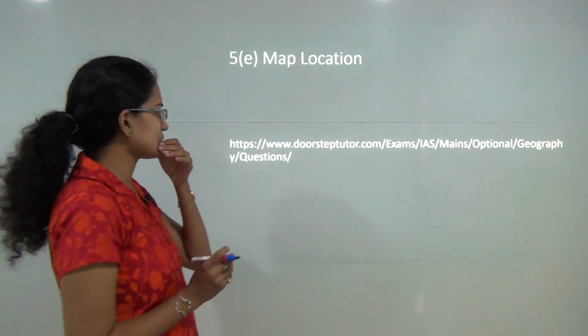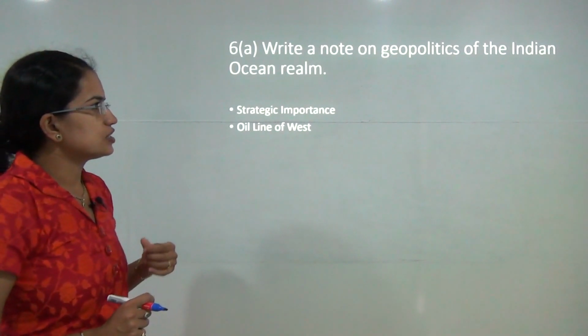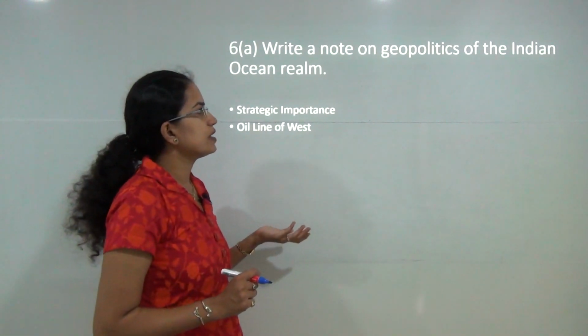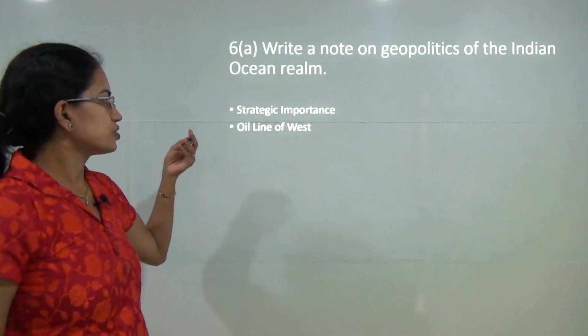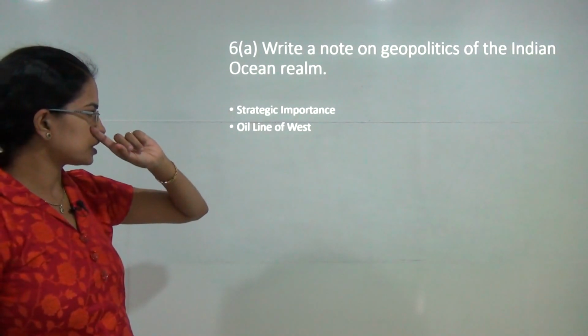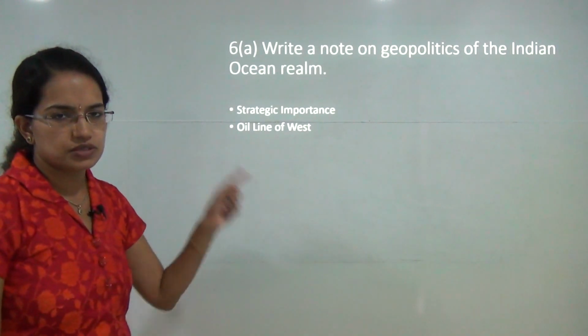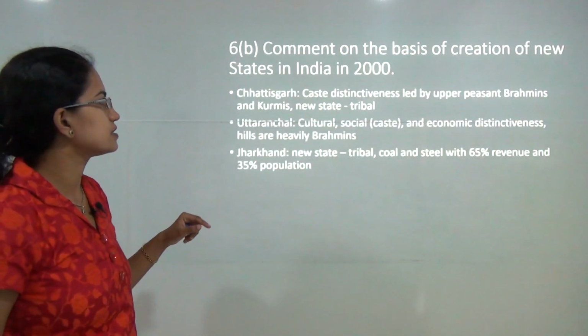Again, the map location question, we have covered this at this link. The next question is geopolitics of Indian Ocean revealed. Again, a very direct question, you need to simply answer that. So, you need to focus on two basic things, that's the strategic importance of Indian Ocean and the main idea that Indian Ocean acts as an oil line for the West.